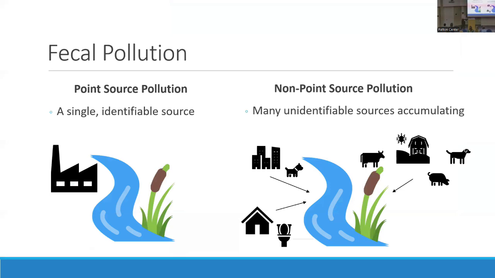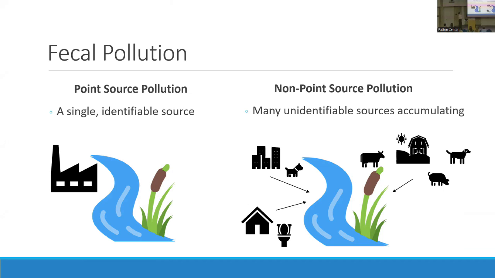So fecal pollution, like any other pollution, operates in point source pollution, where you've got a single identifiable source like an industry, a factory, some kind of industrial runoff. You can figure out exactly where that source is. And there's also non-point source pollution, where there's many unidentifiable sources accumulating in the water. So in this picture here, we've got some agriculture, fecal pollution, the cows are pooping, pig is pooping. We've got some urban, we've got a little city dog there, and some people, some wastewater.